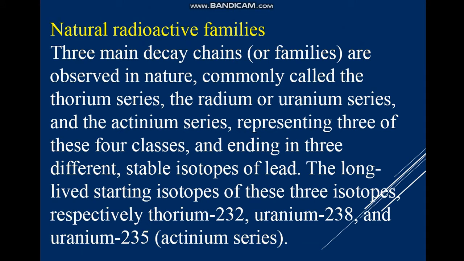Natural radioactive families. Three main decay chains are observed in nature, commonly called the thorium series, the radium series or uranium series, and the actinium series, representing three of these four classes and ending in three different stable isotopes of lead. The long-lived starting isotopes of these three series are, respectively, thorium, uranium, and another isotope of uranium.